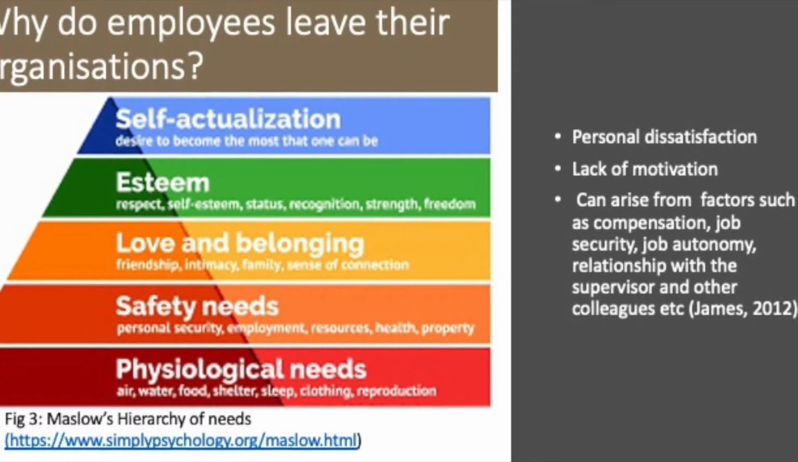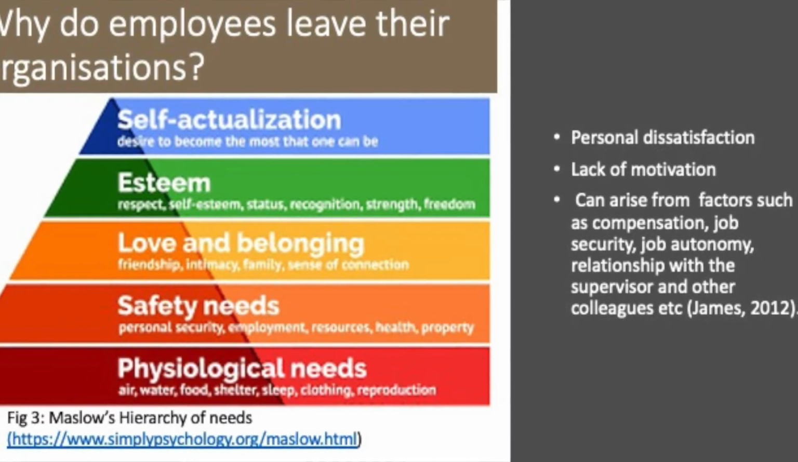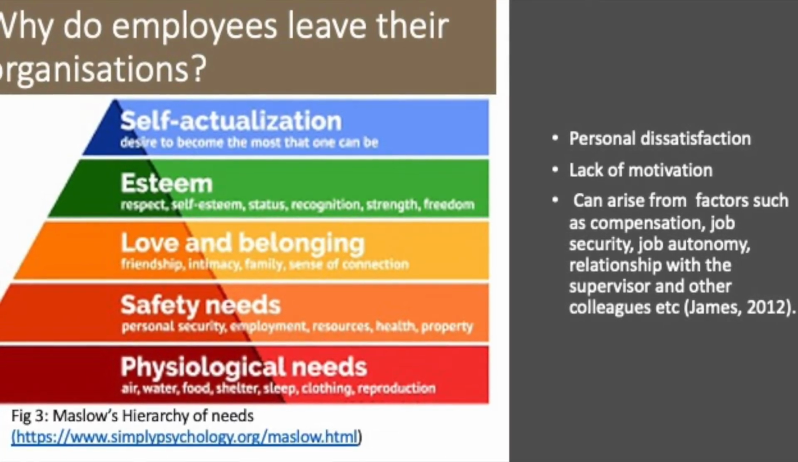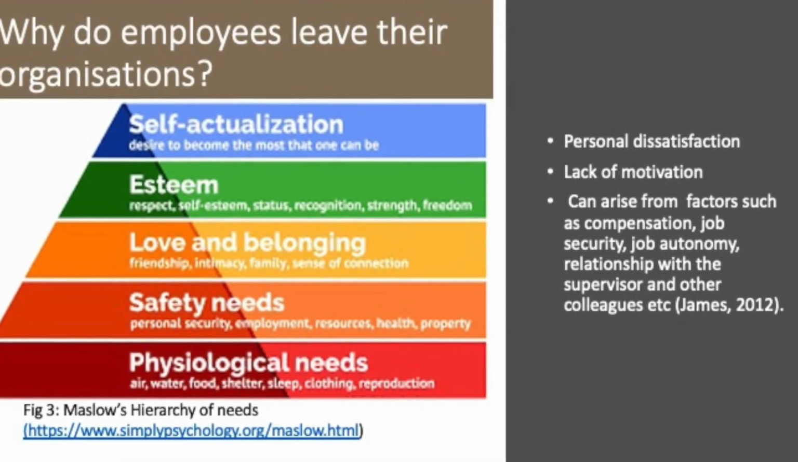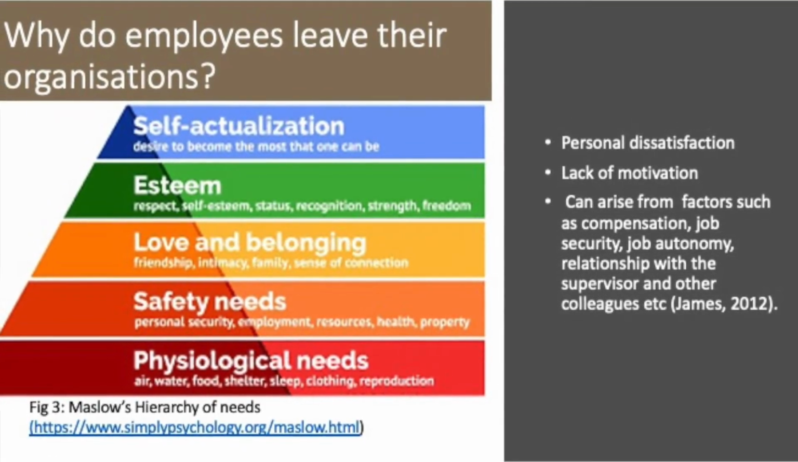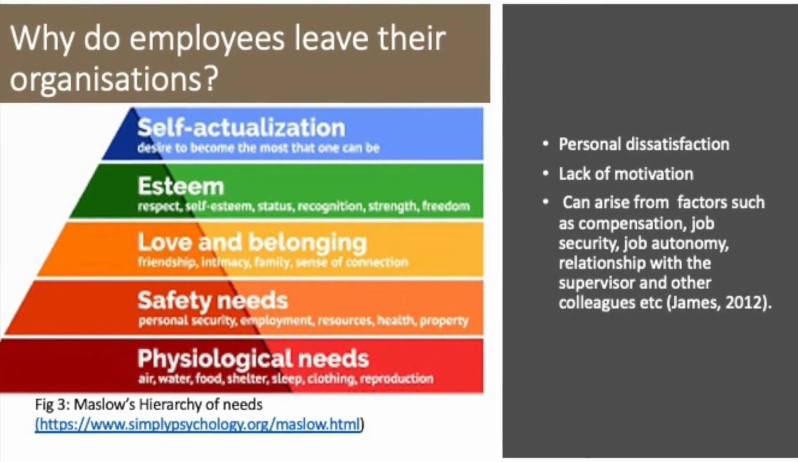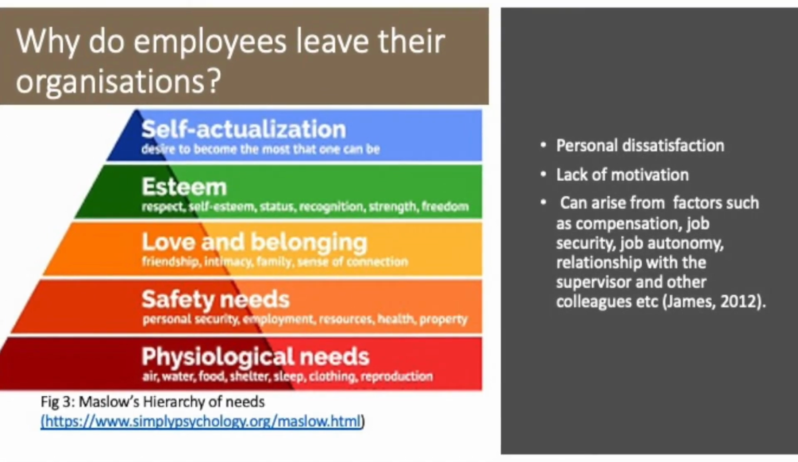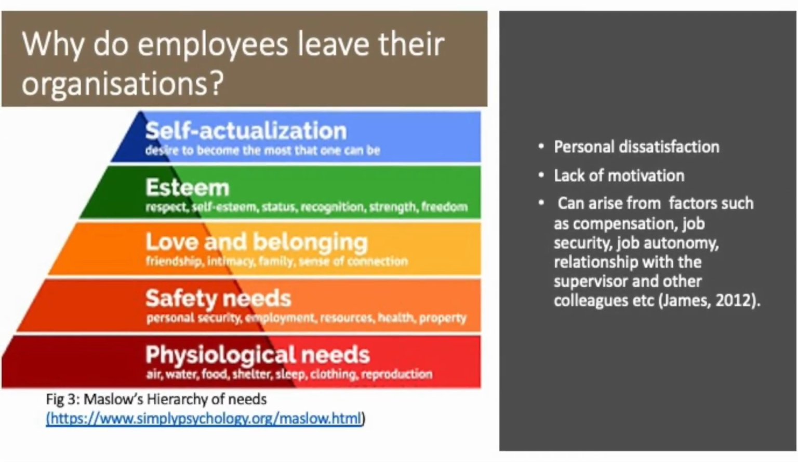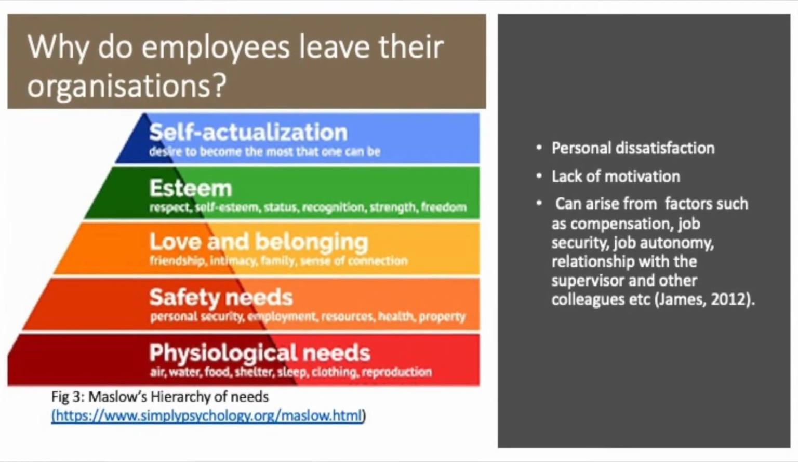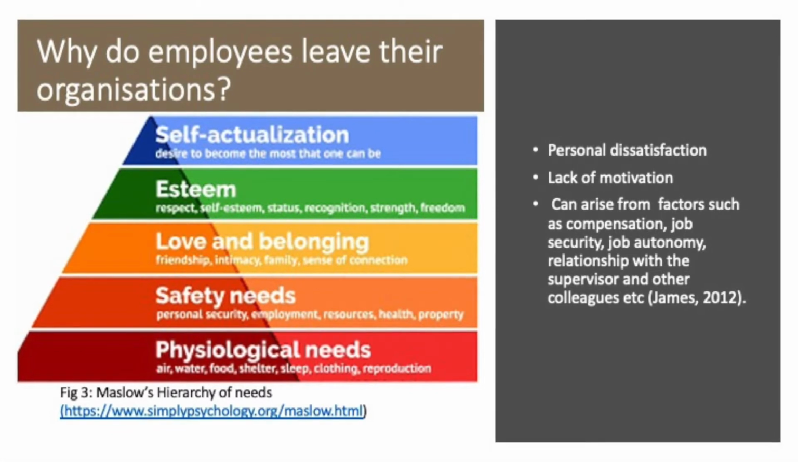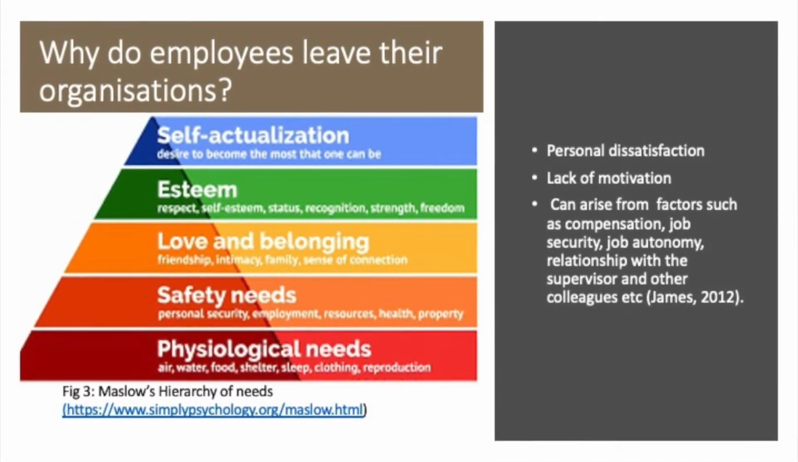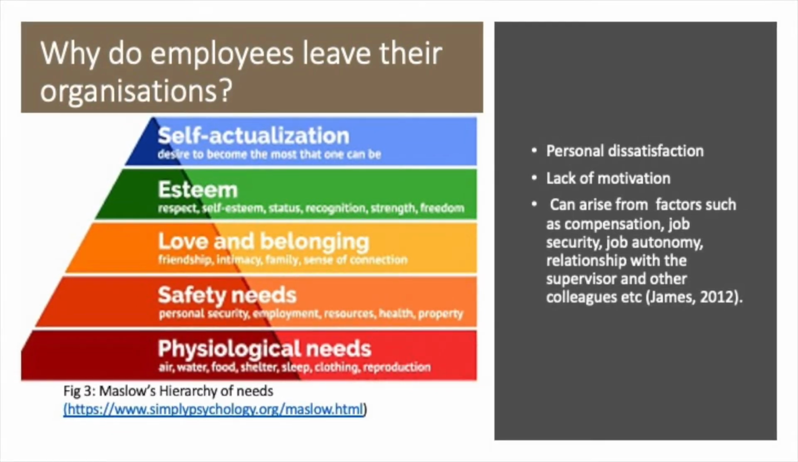Let's discuss why employees quit. Employees could be frustrated with the corporation due to several reasons. Personal dissatisfaction and lack of motivation is considered to be a foremost reason for employees to quit the job. This dissatisfaction can occur from different aspects like compensation, job security, job autonomy, relationship with the supervisor and other colleagues, etc. Organization can also follow Maslow's motivation theory to motivate their employees.